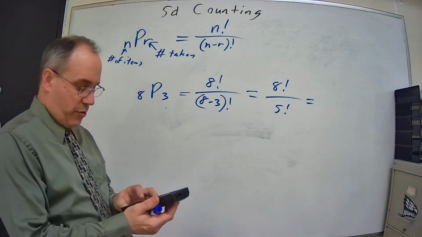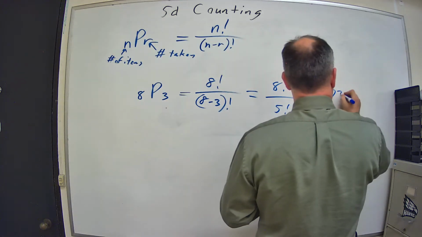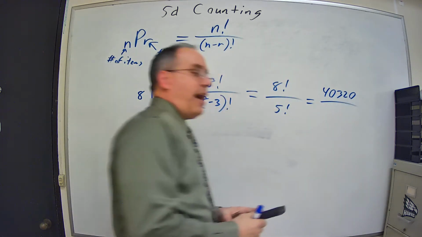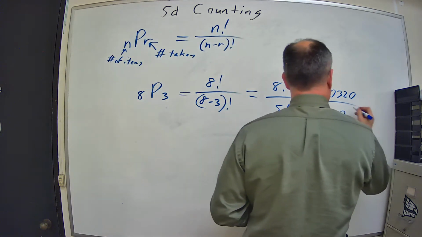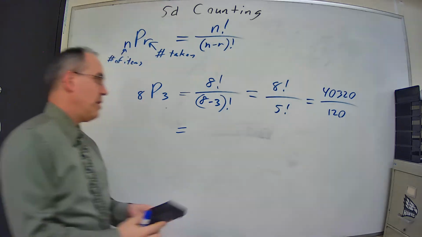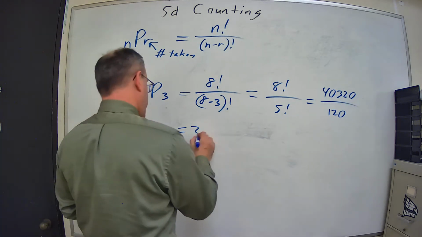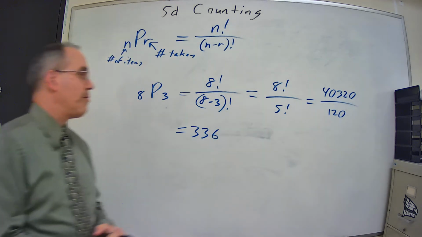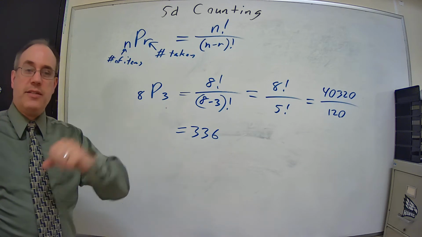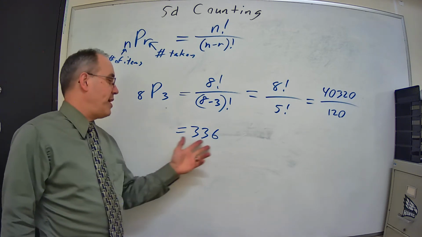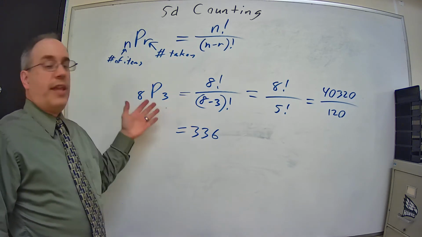So 8 factorial is 40,320. 5 factorial we already know is 120. That gives us 336 ways that 3 people can get the A, B, and C. So that I can arrange 3 out of those 8. So that's what we're looking at there.